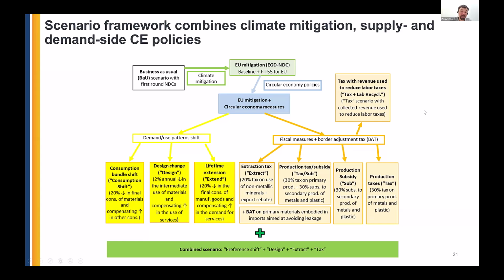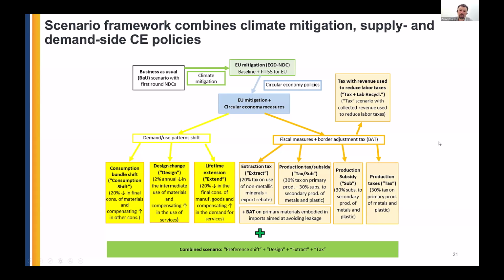We also considered a couple of other levers. So one is we noticed that there is quite a substantial leakage in this scenario, meaning that while EU reduces its production of materials domestically, it starts importing more material intensive goods, and then material production in the rest of the world increases, and also embodied in imports. So we looked into a border adjustment tax, where the tax is imposed at the border on the material content of imports, at the same level as the tax imposed domestically.